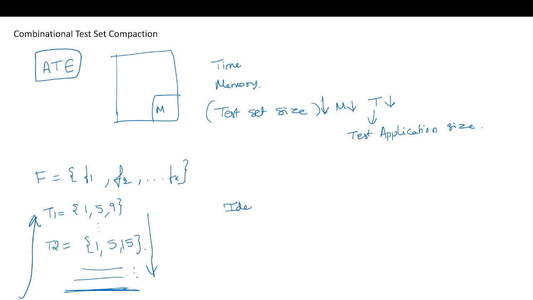So the idea is to find the minimal set of vectors that can detect every fault. First we need a detection dictionary like this.